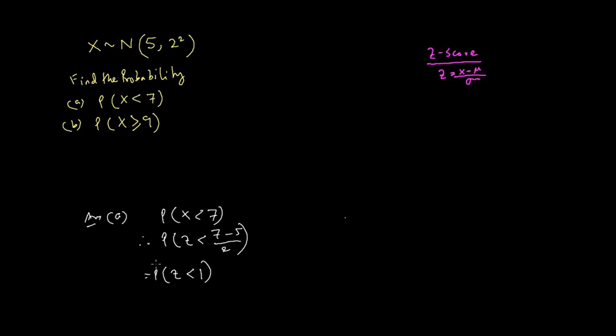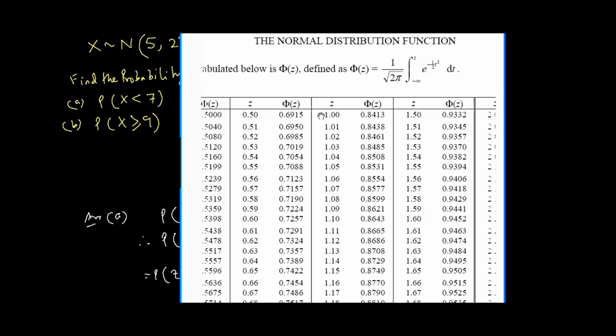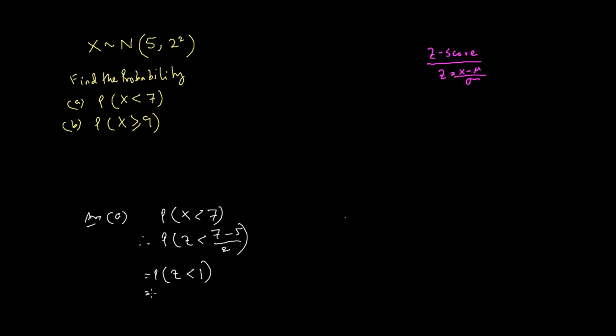Now you remember that when we have to do a probability sum, we have to look up the table because the table is the standard normal distribution, and for looking up the table it has to be a cumulative table, meaning it has to be less than and it has to be positive, so it matches. So let's look up the table. So 1.00 means z is less than 1 and the probability is 0.8413. So that is the probability.